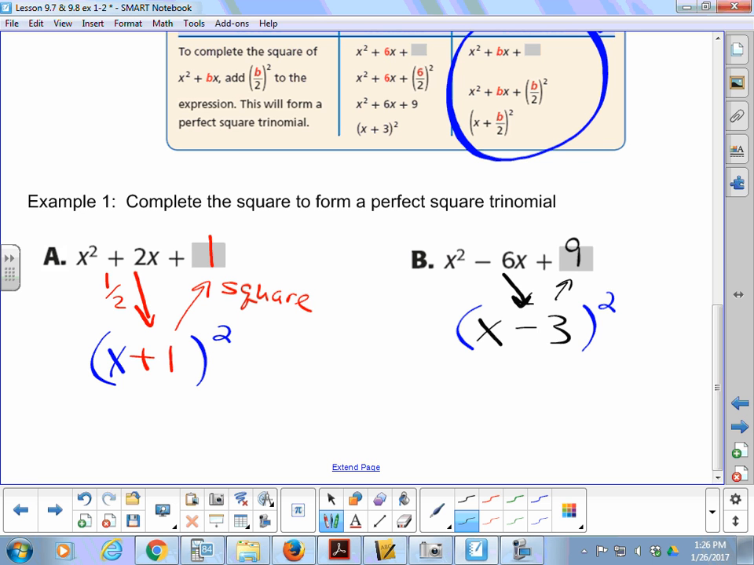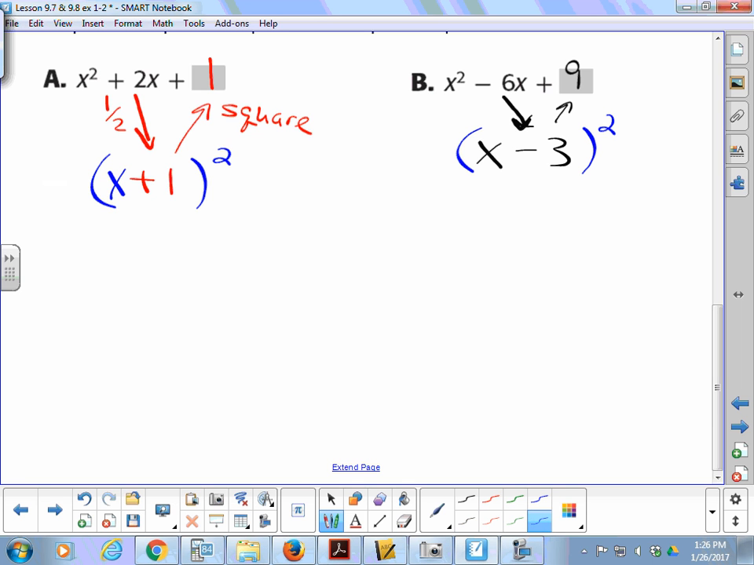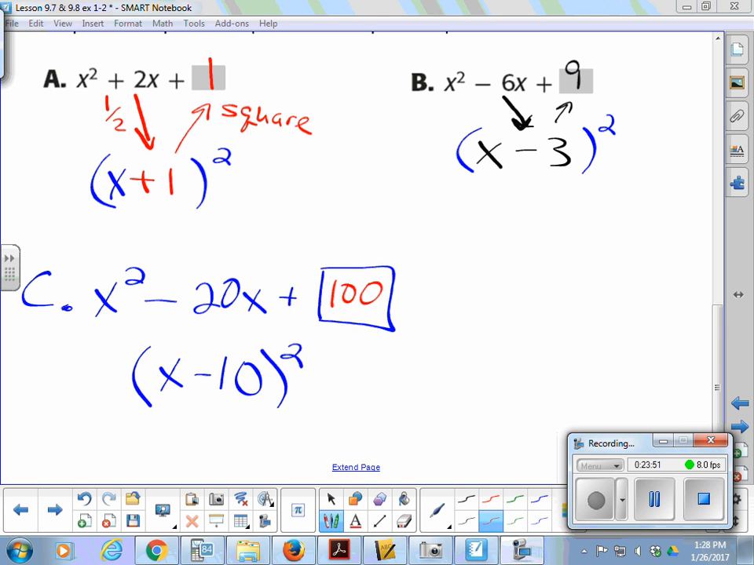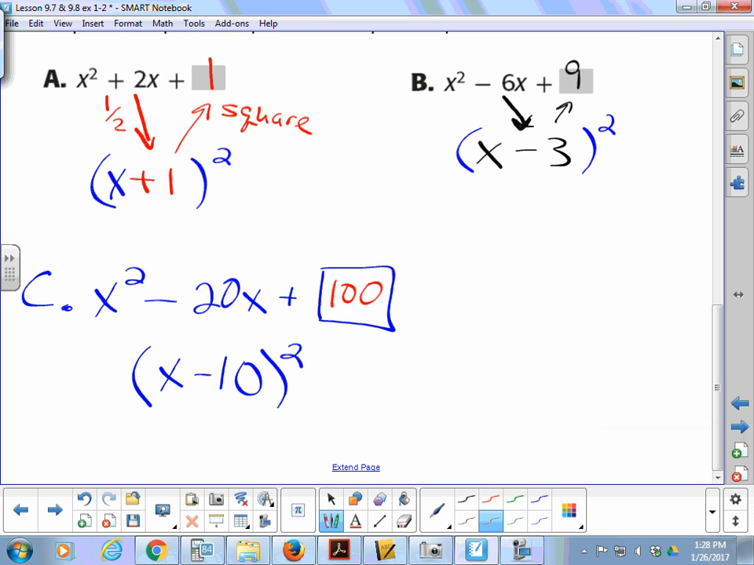All right, so here's one for you then. Let's see, one that we didn't do. Yeah, let's do this. All right, so complete the square and write it as a binomial squared. There's the basics of completing the square.